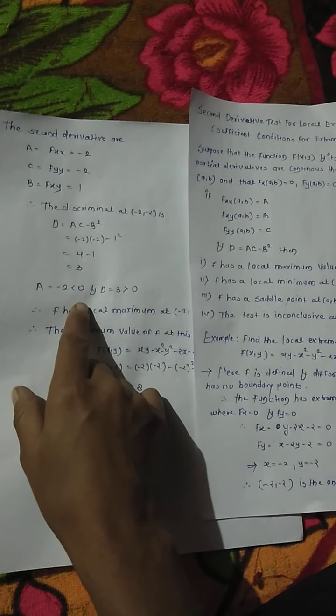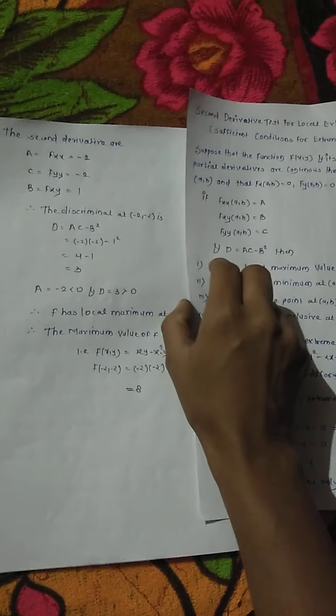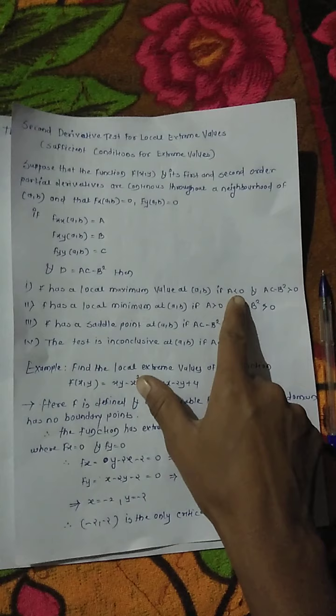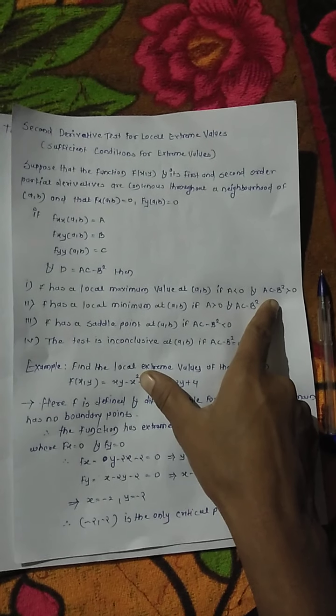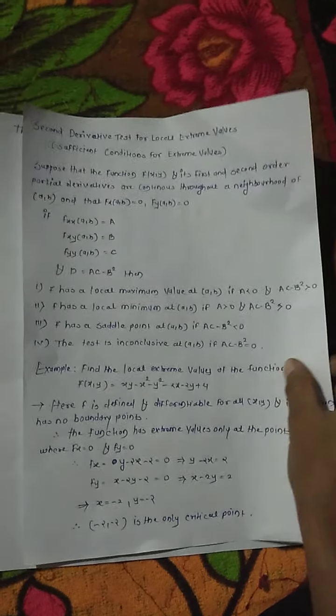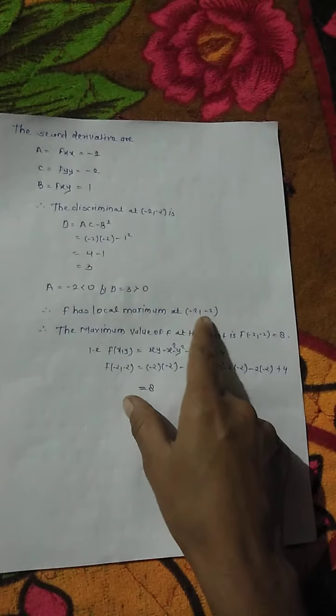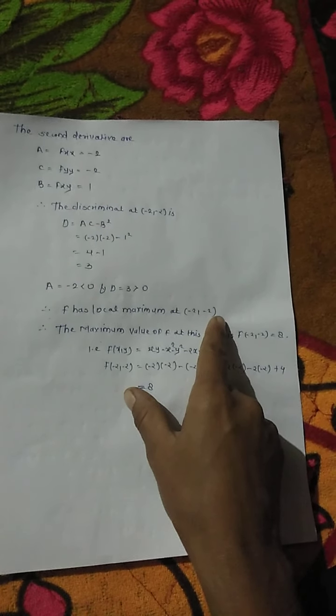So A is less than 0 and D is greater than 0. So f has a local maximum value at the point (a, b). So f has a local maximum at the point (minus 2, minus 2).